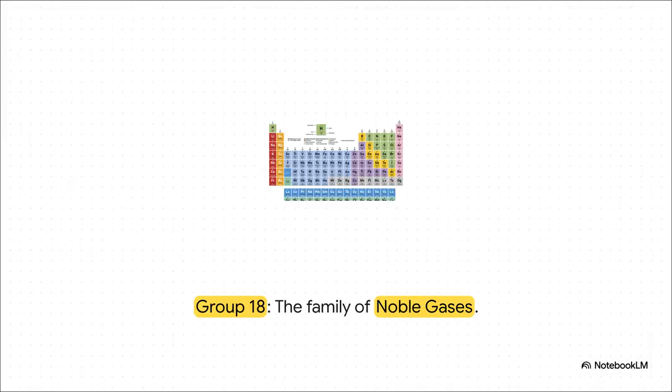For a really great example, let's jump all the way to the far right side, to Group 18. This is the family of noble gases. Every single element in this column, helium, neon, argon, you name it, shares the family trait of being extremely stable and unreactive. They're kind of the cool, aloof introverts of the chemical world. They just like to keep to themselves.